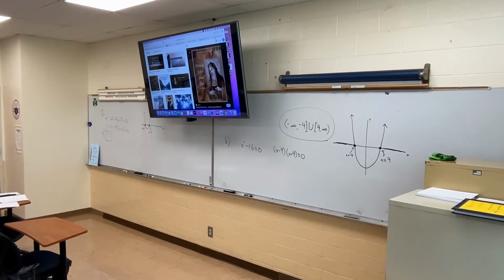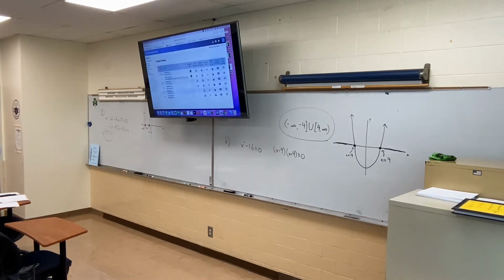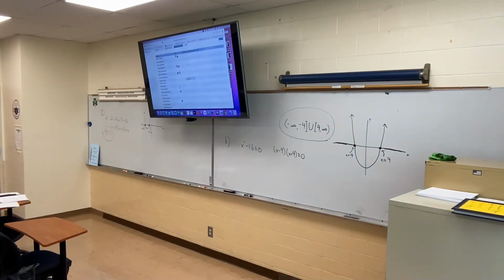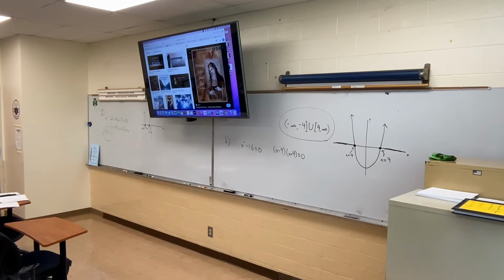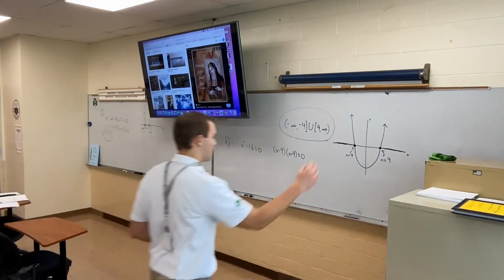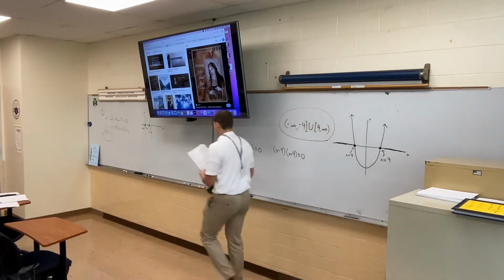All right, are we okay with that one? So union means or. So we're either going to go negative infinity to negative 4, or positive 4 to infinity, okay? All right, I'm going to move on to C. Okay?